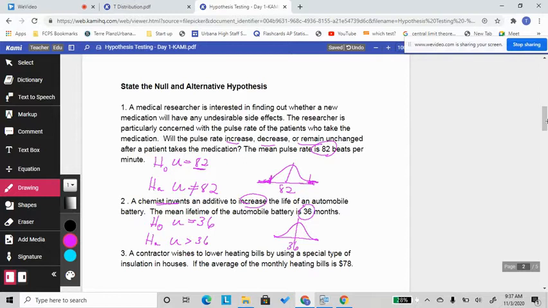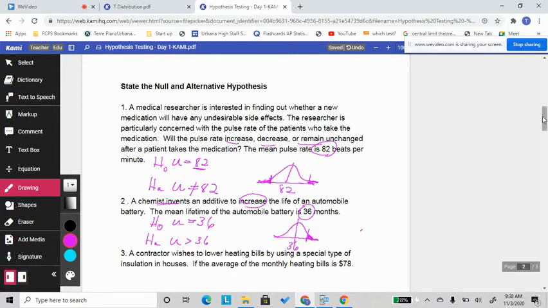So we're at 36 right now, and these numbers should always be in terms of the population, and we think it's going to be greater than. So since we think that this is going to increase, we shade the right tail. This is called a right tail test. The previous one was called a two-tailed test. This is called a right tail test.